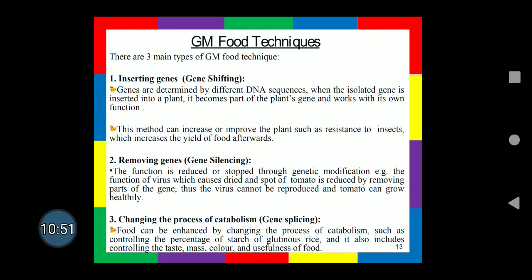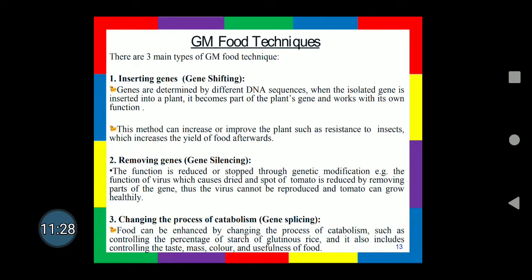There are three main types of genetically modified food techniques available. The first is inserting a gene, also called gene shifting. The genes are determined by different DNA sequences. When the isolated gene is inserted into the plant, it becomes part of the plant and works with its function. This method can improve the plant, such as making it resistant to insects, which increases the yield of the food after the insertion.